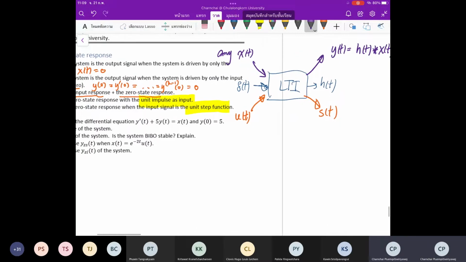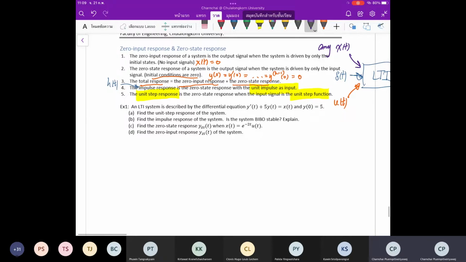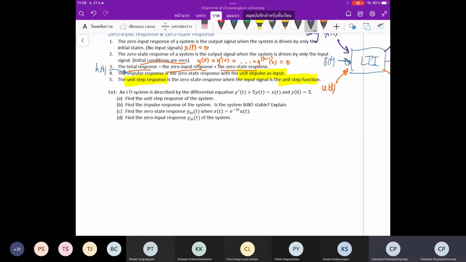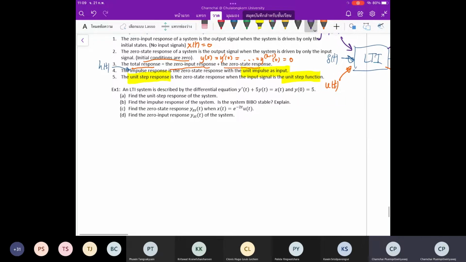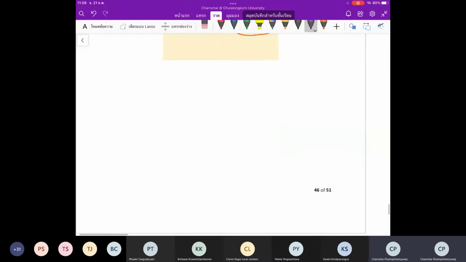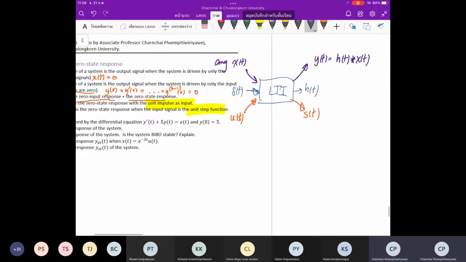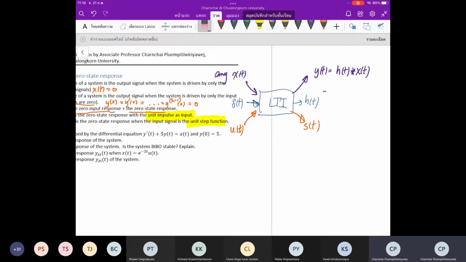Now let's solve the differential equation for the unit step response. Basically this is what we have. The question is, for discrete time, you could find the impulse response easily, but for continuous time, normally we cannot find the impulse response easily. For continuous time, we don't know h(t) directly if the input is the delta function.